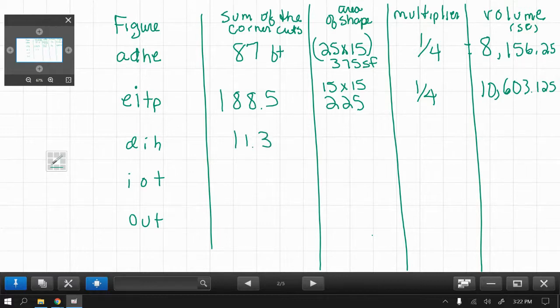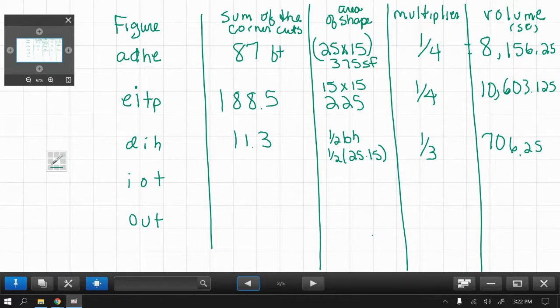It's 1/2 base times height for the area. So 1/2, and that's 25 times 15. And then the multiplier is 1/3 because it's a triangle. So I would have 706.25.